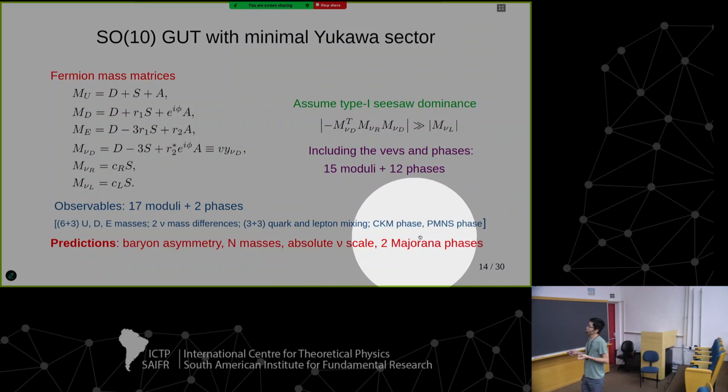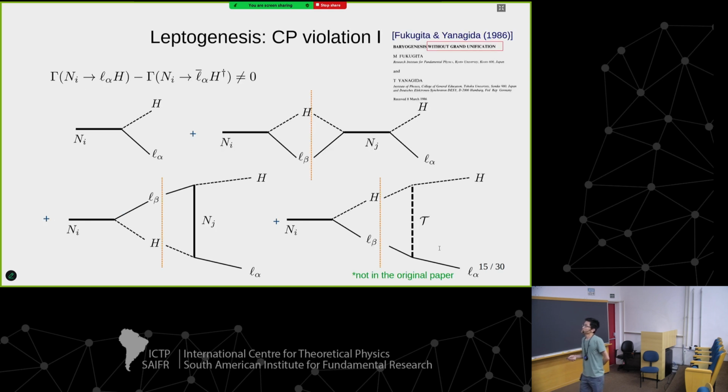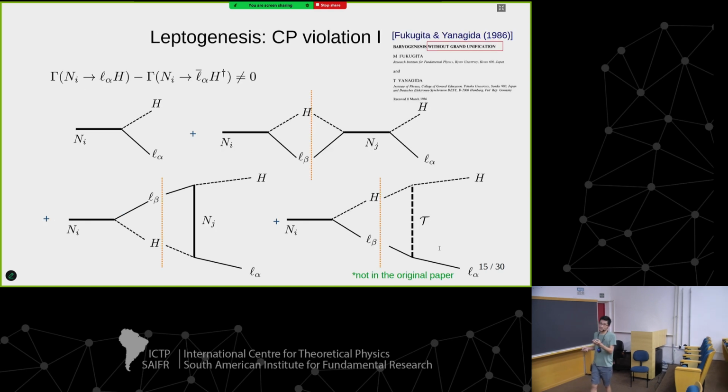And then the 2 Majorana mass phases, which we haven't measured, because these can only be probed in the neutrinoless double beta decay. Since we haven't seen it, we cannot measure them. So these will be the so-called predictions in this case. So, just a quick summary of CP violation that we can have in SO(10) for leptogenesis.